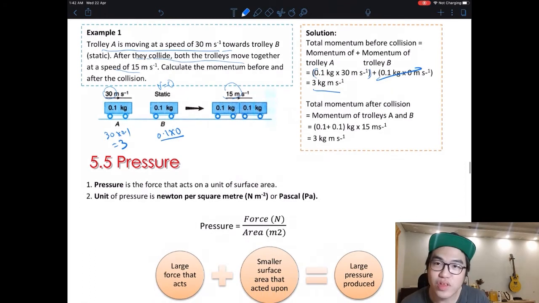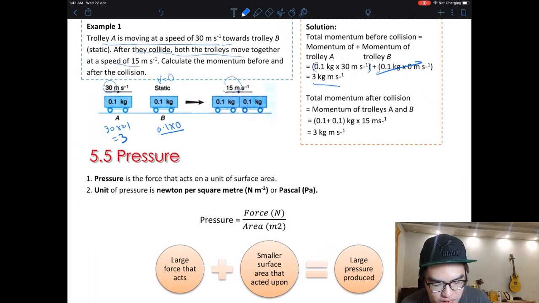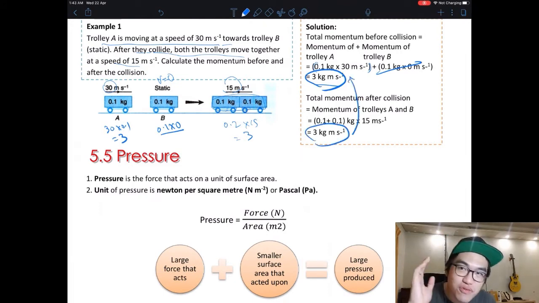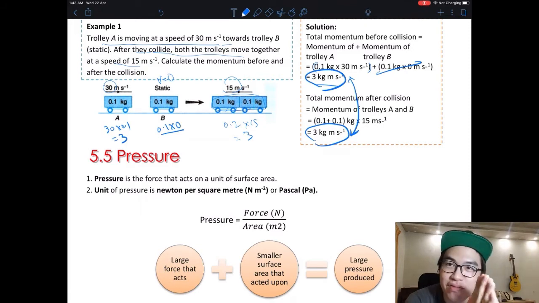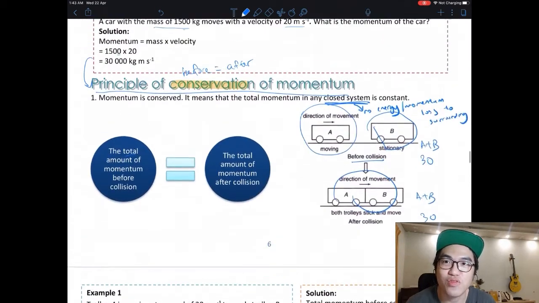So what about after? After, two of them move together, we can just add the mass together, 0.2, because they're moving together as one already, so 0.2 kg times 15, you should get 3. So can you see before collision is 3, after collision is also 3? This is the conservation of momentum. Before is always same as after. So very simple concept. We'll talk about the exercise later. Momentum is something to do with movement and collision.